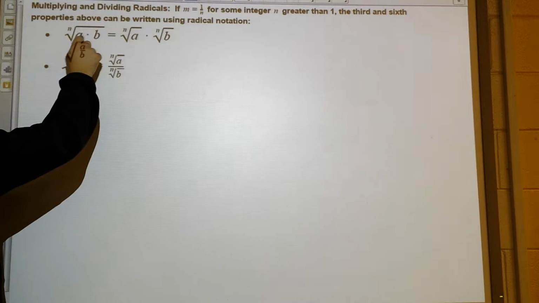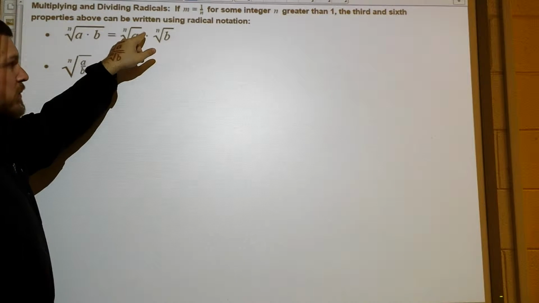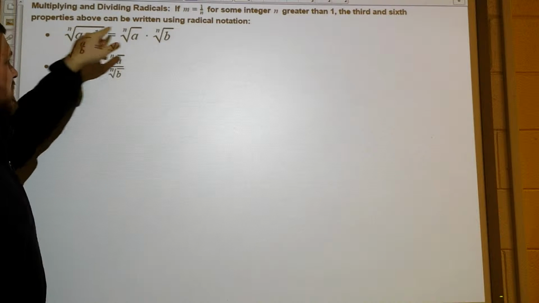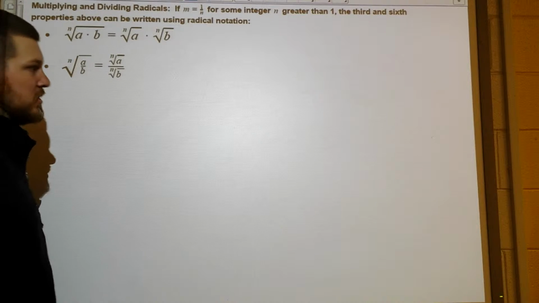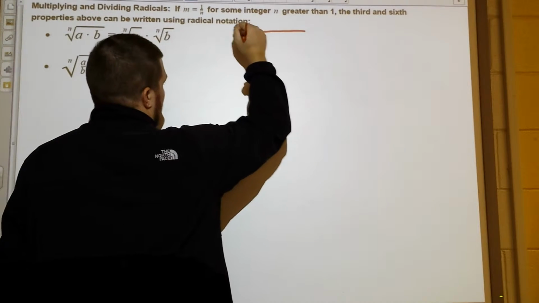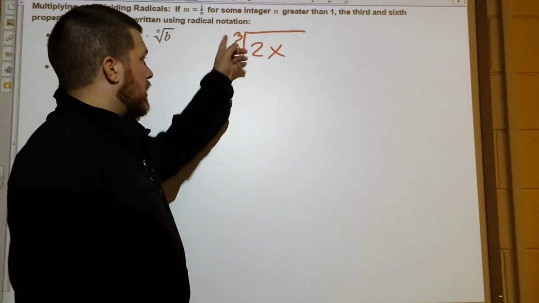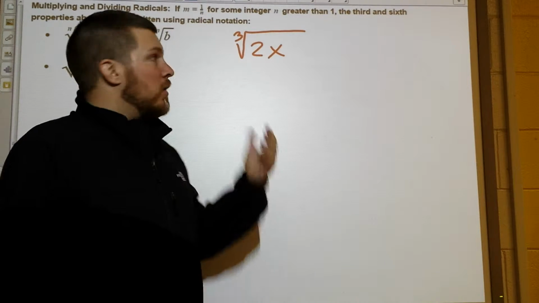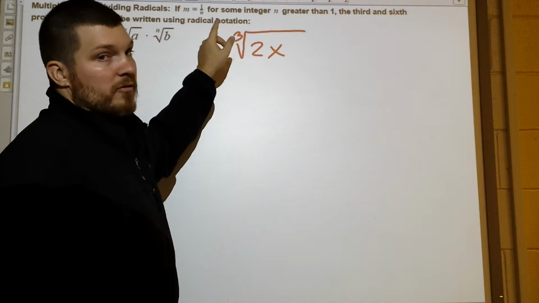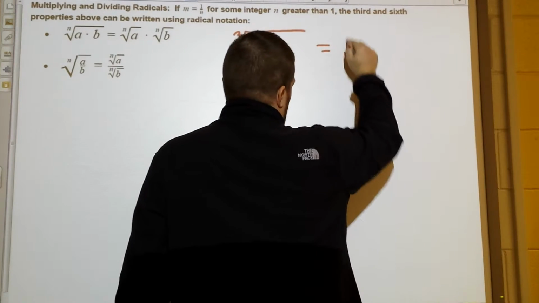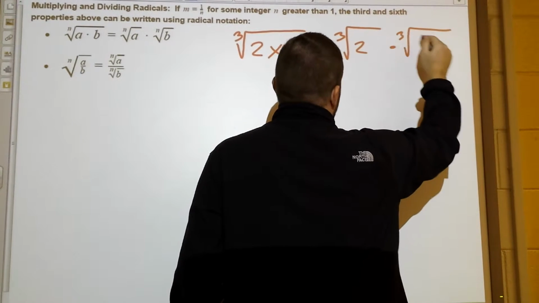If I'm multiplying, I got more than one thing underneath my root that I'm multiplying together, then I can split them up. The only thing we got to make sure of is that the index stays the same. So for instance, if I'm taking the third root of, say, 2x, I'm multiplying 2 and x together. They're both underneath this exact same root. Well, this rule says that I can split these up. The only thing that has to happen is that my index of 3 stays the same. So I'm going to have the third root of 2 times the third root of x.